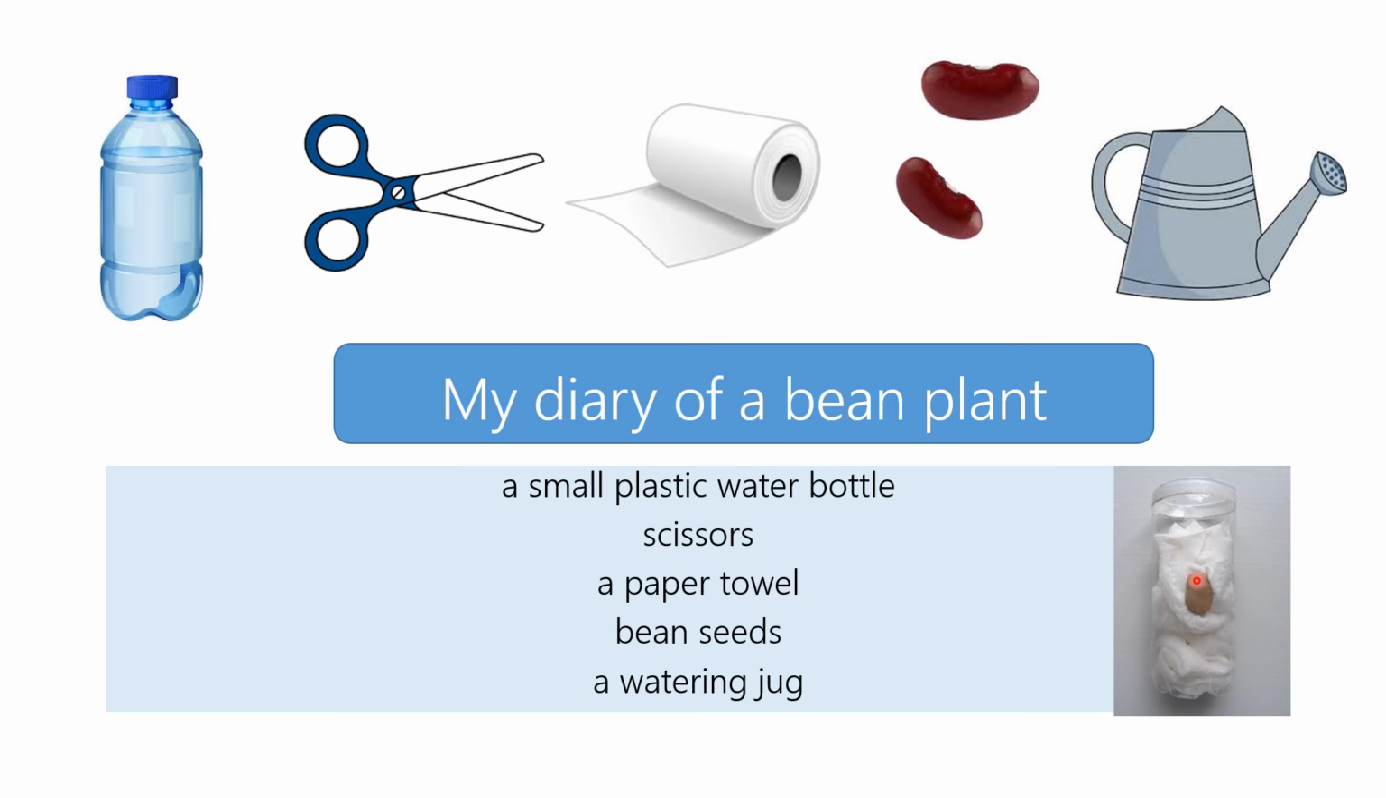And then use your watering jug and pour some water into your bottle. You only need around 2 centimeters of water, and the paper towel will soak it all up. Papirnati ručnik će povući vodu s dna boce i upiti vodu.